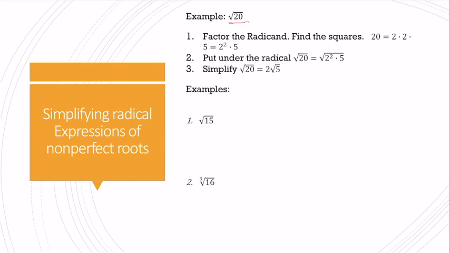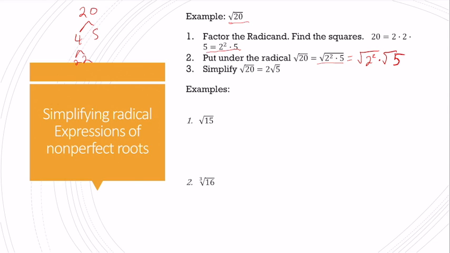What we want to do is factor the radicand and find the squares. We can do that by making a factor tree. So 20 is 4 times 5, and 4 is 2 times 2. So I can rewrite the square root of 20 as the square root of 2 squared times 5. So I'm going to go ahead and put that under the radical. Well, we can pull this apart. This would give me the square root of 2 squared times the square root of 5.